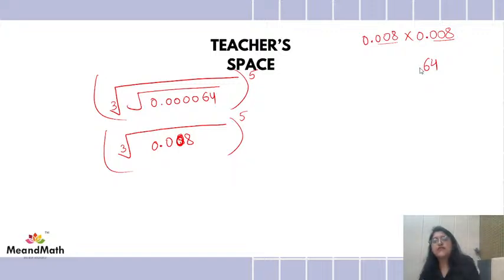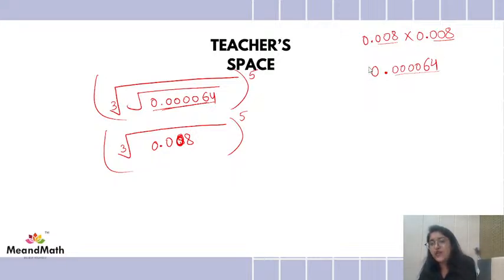So it means we'll get four zeros here. One, two, three, four. Then the point will come, right? One, two, three, four, five, six. So we got 6 digits over here after the point. So we get 0.000064. This is how it is written in the question.